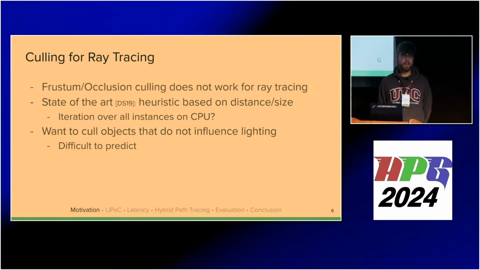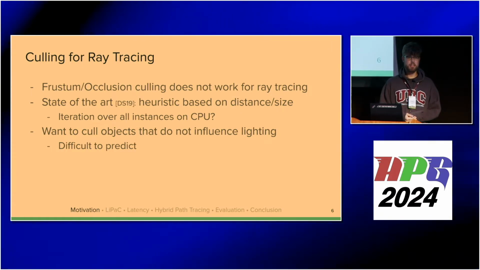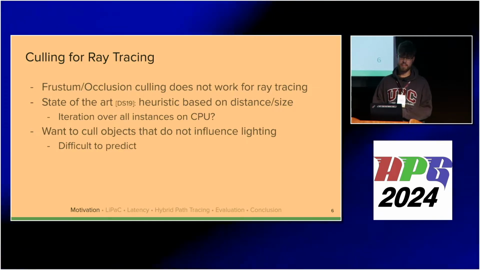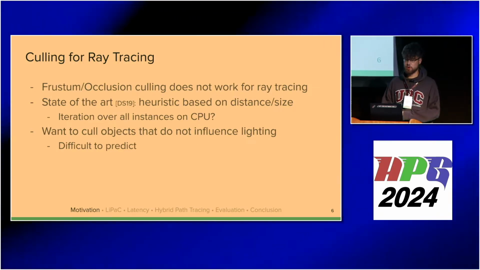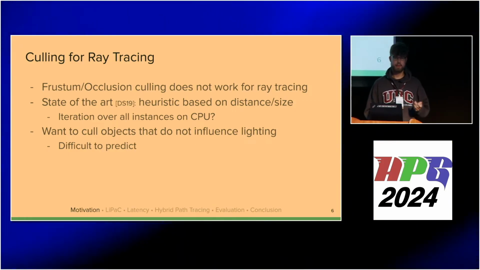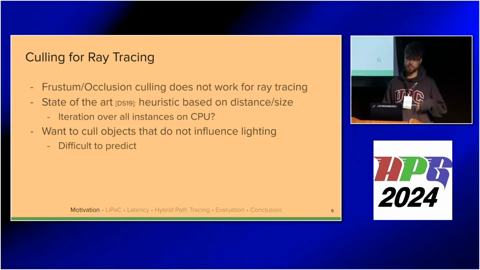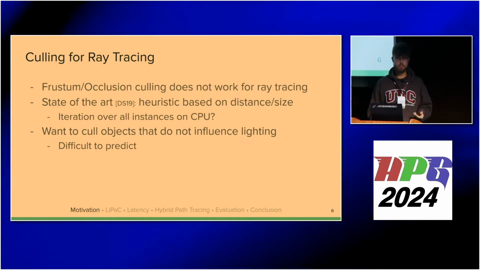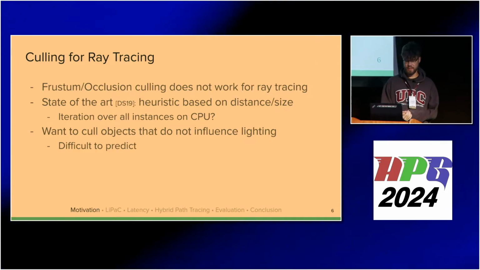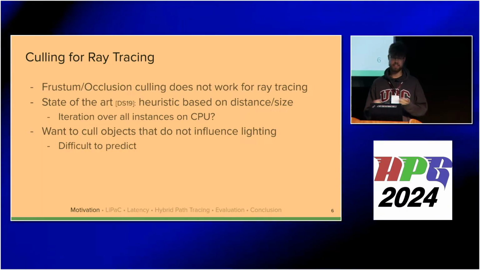Similarly, when we look into a mirror and we see lots of instances behind the camera, we also don't want to cull these instances. So what games have been doing for the last couple of years is they employ some culling heuristic based on the object size and the distance between object and camera. And this is usually implemented with an iteration over all instances on the CPU where we check, are they important, are they not important, then include them or cull them. And this can be quite a bottleneck in real-time games because you might have many instances.